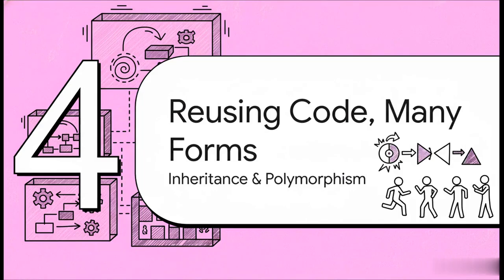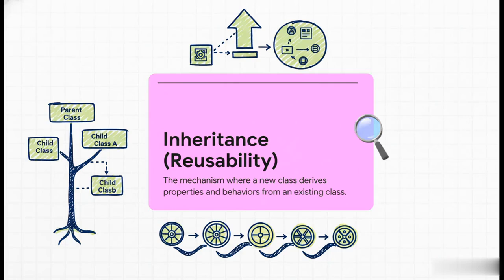So, we've made our objects secure and simple. Now, how do we make our code really efficient and flexible? Well, that brings us to our final 2 pillars, inheritance and polymorphism. Inheritance is just a fantastic way to avoid repeating yourself. It lets you create a new class that automatically gets all the properties and behaviors from a parent class. It is the ultimate principle of don't reinvent the wheel.